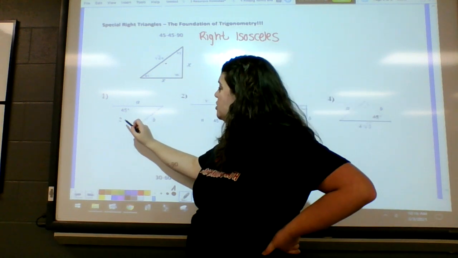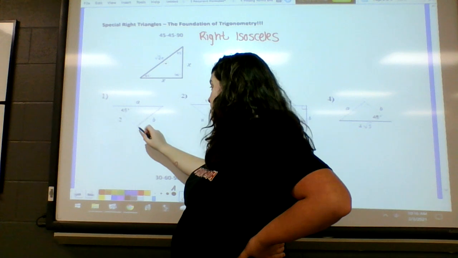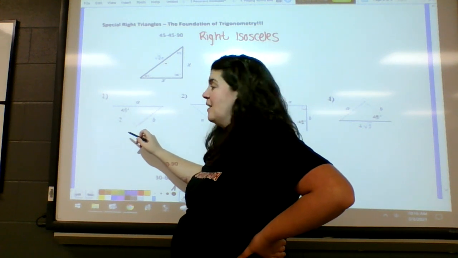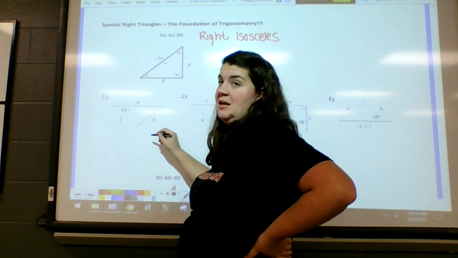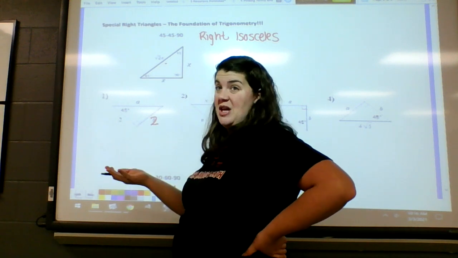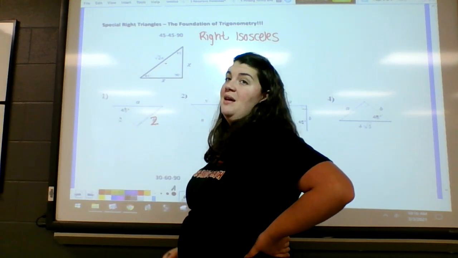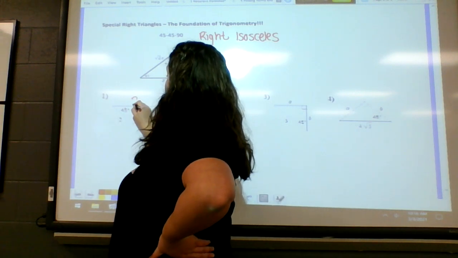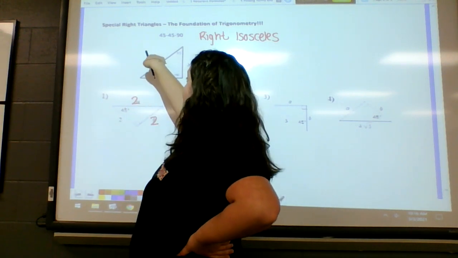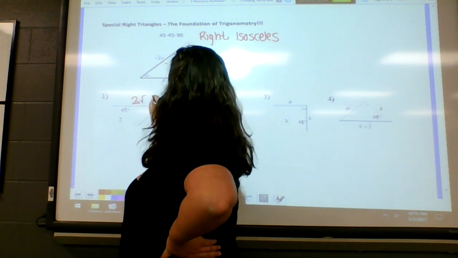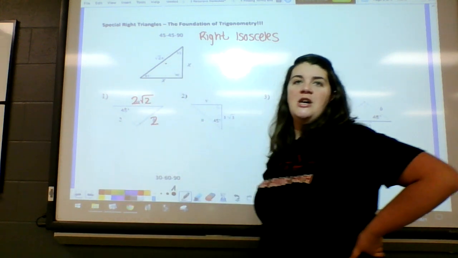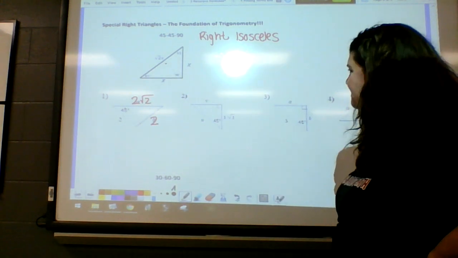So for example, in this first one, we have 2, and that's a side length. That means B has to be 2 because that's the other side. They tell us it's a 45-45-90, so then A is going to be 2, the side length, times the square root of 2. So that side would be 2 square root of 2.